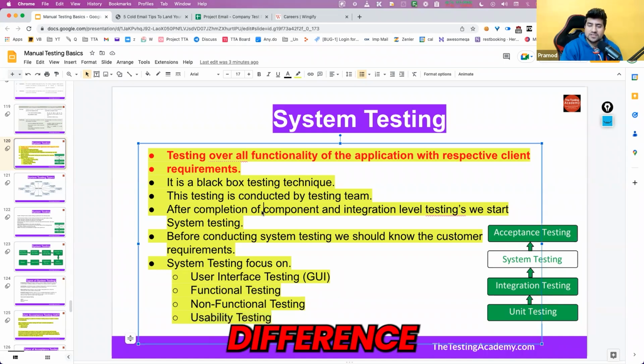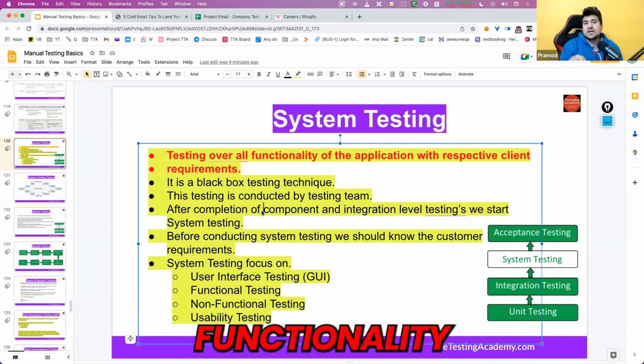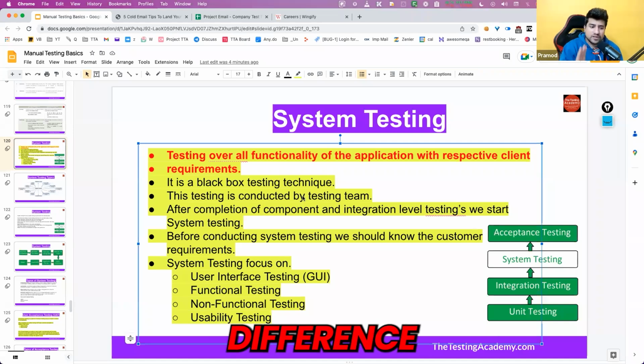Let's go by, so the difference is clear. After integration, system will test. In integration testing, we are only doing functional behavior, but in system testing, we are doing functional and non-functional. We will check both, plus UI and usability. How usable is your application? How are your UIs looking? Let's go by one definition. Don't worry about this, and there is a proper difference also.